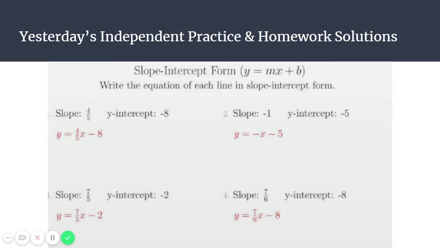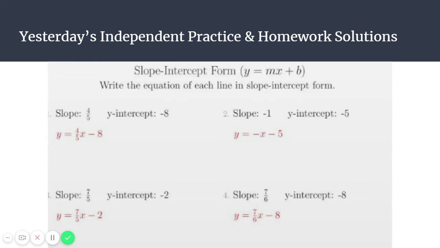So for number 1, you were given the slope of 4/5 and the y-intercept of -8. Remember, your slope is what your m variable is, and your y-intercept represents the b in that equation. What determines if you're adding or subtracting is if the y-intercept is negative or positive. If it's positive, you're adding. If it's negative, you are subtracting. With that being said, for number 1, we have a slope of 4/5 and a y-intercept of -8. So your equation should be y equals 4/5 x minus 8.